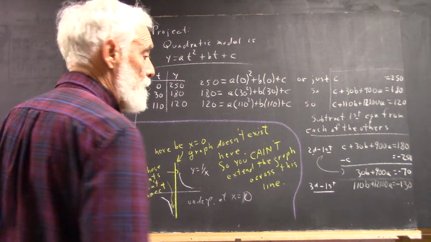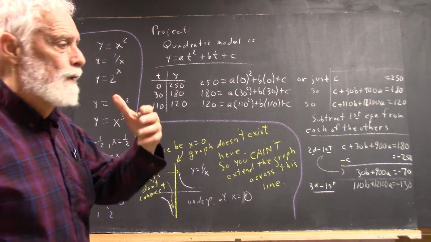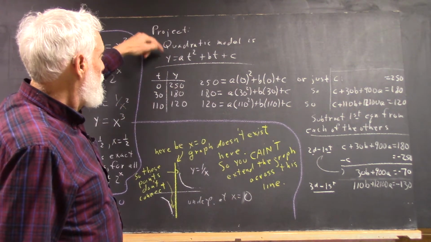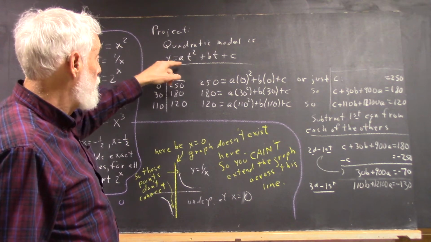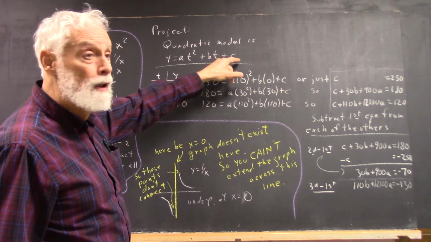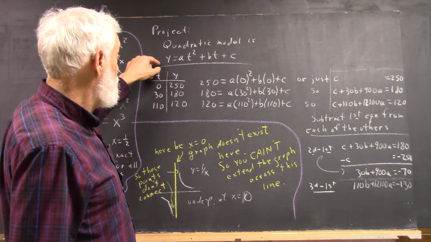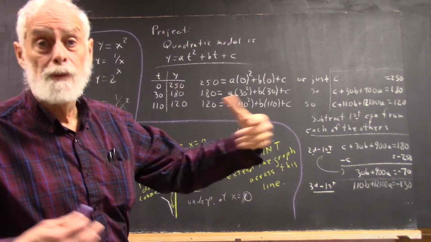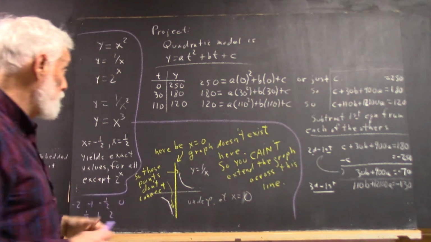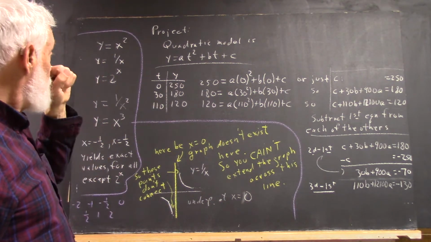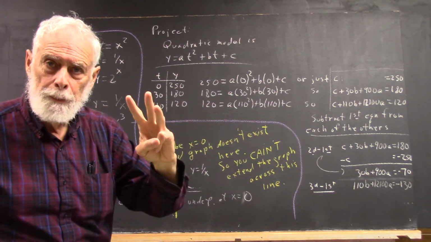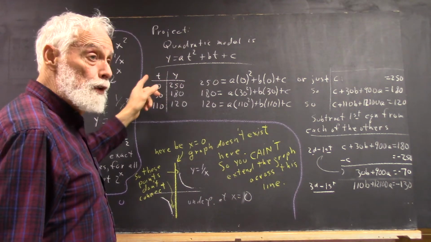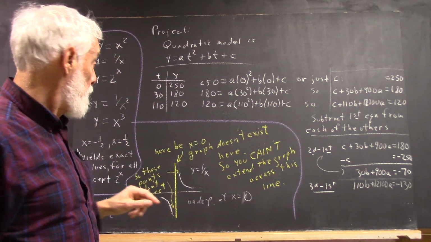For our project, we're going to take data and plug it into the quadratic model y equals at squared plus bt plus c, where y is depth and t is the time that might be measured by your tick marks, it might be measured in seconds or minutes or whatever. So, for example, if we have three data points, three y versus t values, okay?